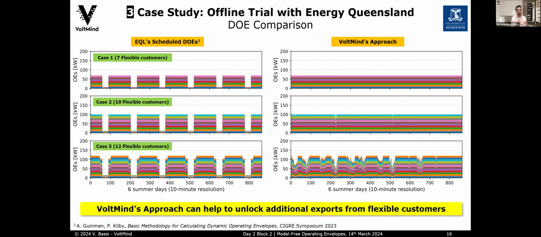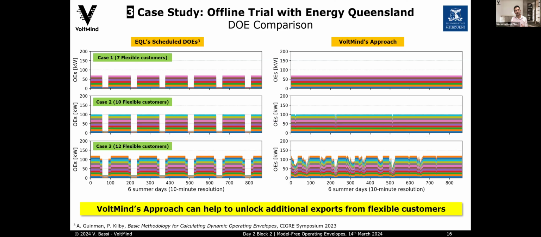This method essentially uses seasonal and time of the day assumptions of the export from existing DERs to create worst case scenarios of the power flow at the distribution transformer. These worst case scenarios are used to assess the available thermal capacity at the corresponding transformer at a given time of the day, which is then used to determine the corresponding operating envelopes for flexible customers.